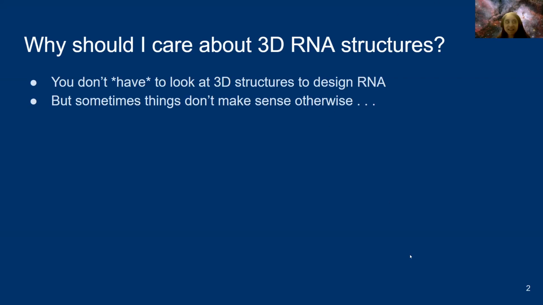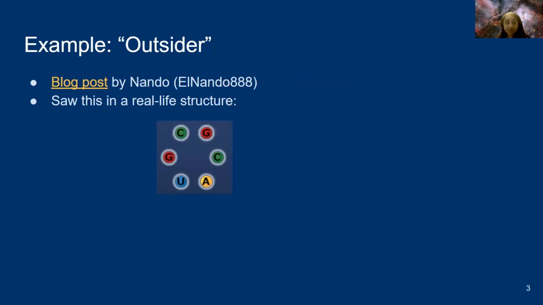So as a motivator case, I'll talk about something that I came across when I was looking through the Eterna wiki. On the wiki, I came across this blog post by Eterna player Nando. I think the blog post was made back in 2013 or something. And basically the story that Nando proposed is that he was going about his day, and then he saw this in a real life RNA structure.